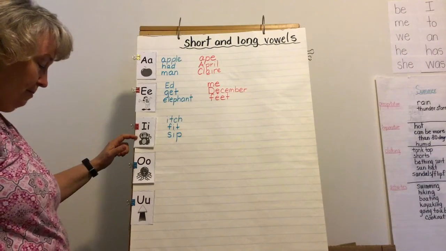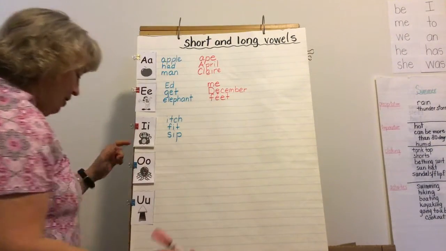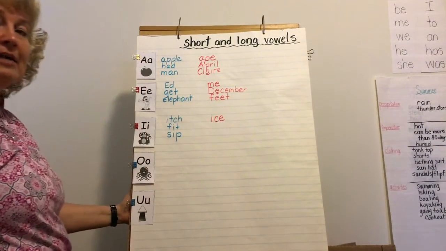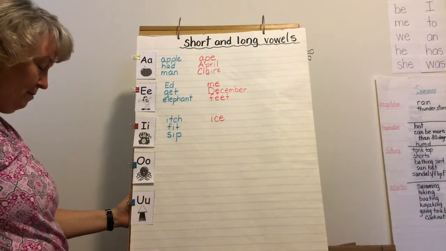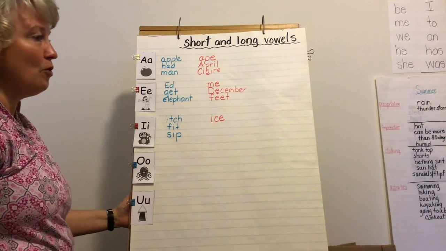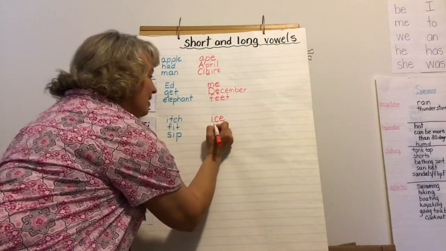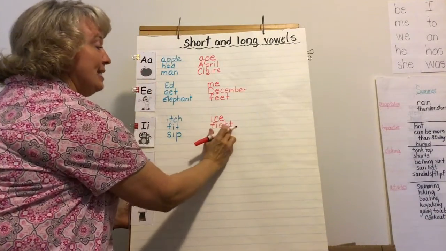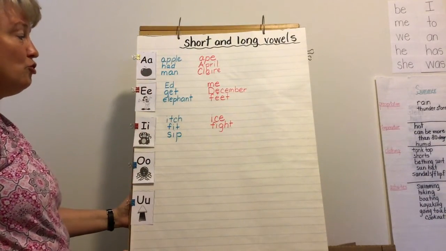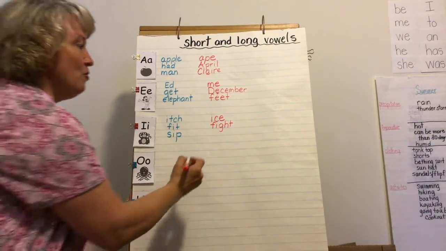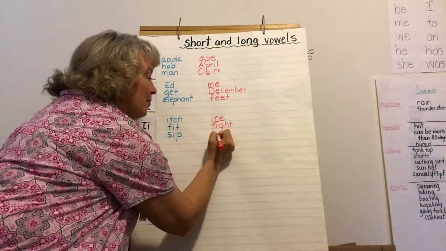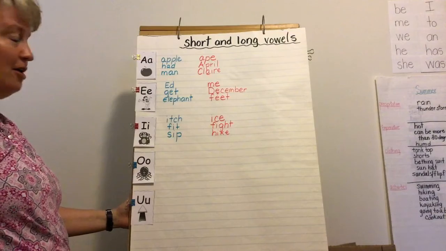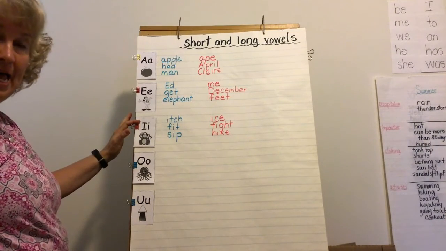It says its own name. So we could use a word like the word ice. Like I put some ice in my glass. Ice. You hear that I sound? We could also use a word like fight. Has that long I. Fight. We could use the word, one of Mrs. Hess's favorite things to do, hike. Has that long sound. Hike. So we have short I and long I.